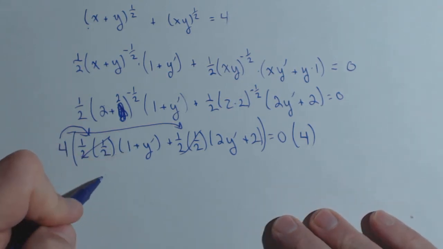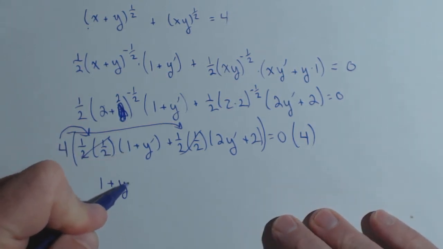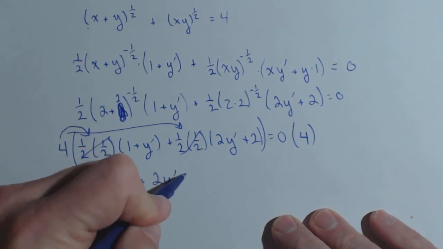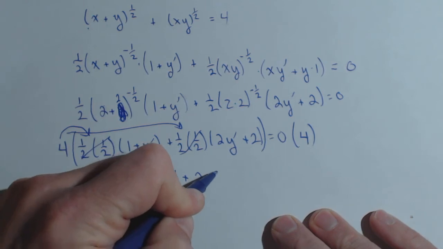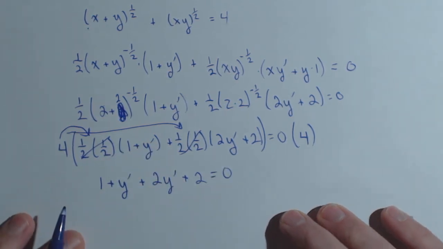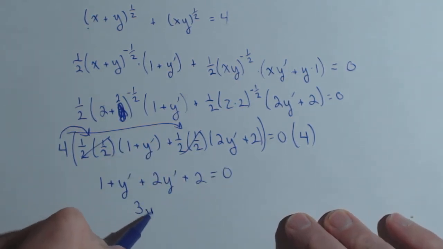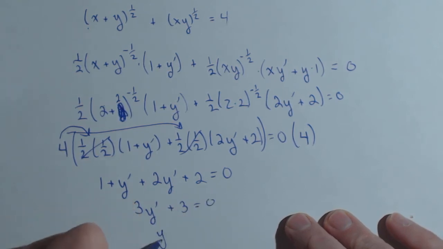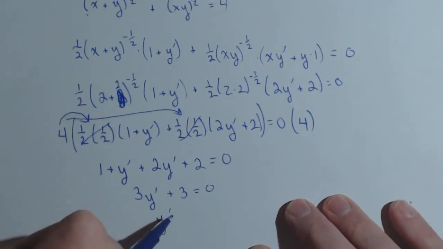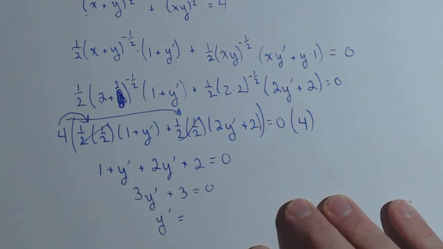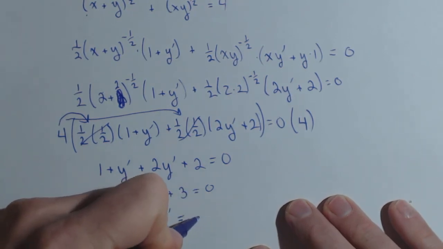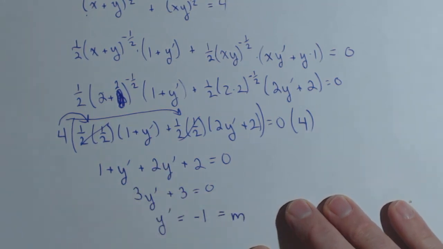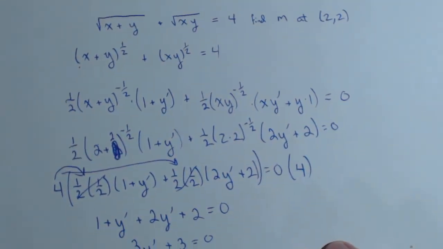Now what we have left is 1 plus y prime plus 2y prime plus 2 equals 0, or 3y prime plus 3 equals 0, so we're going to end up with y prime equals negative 1. So there's the slope of our tangent line at the point (2, 2).